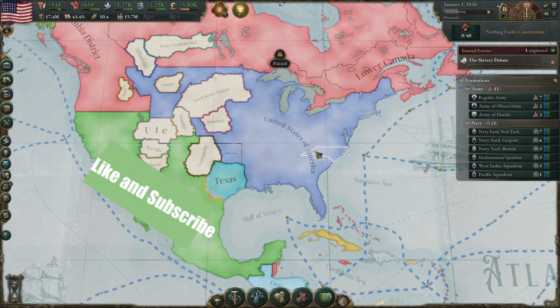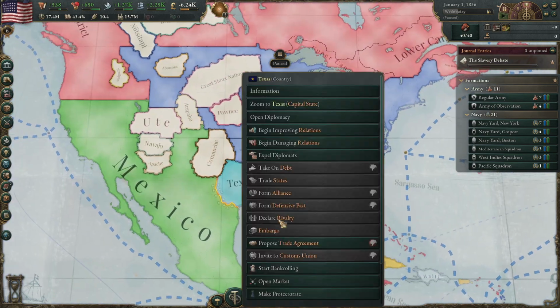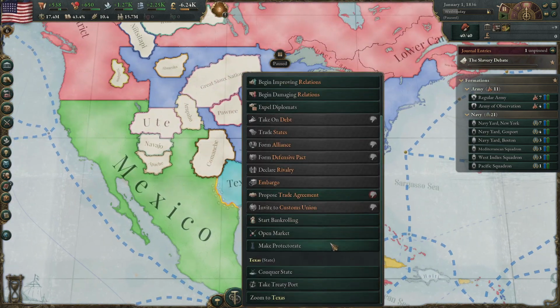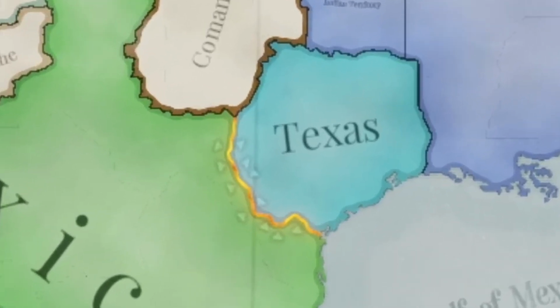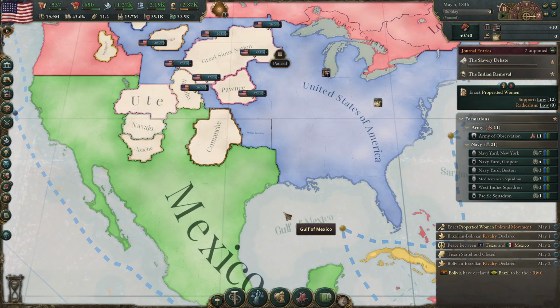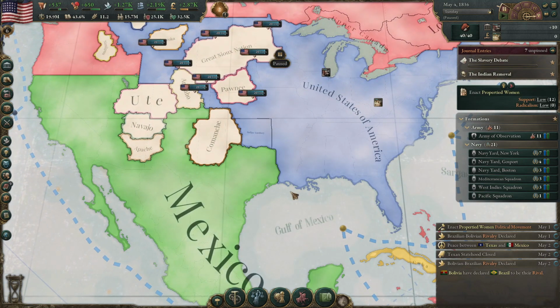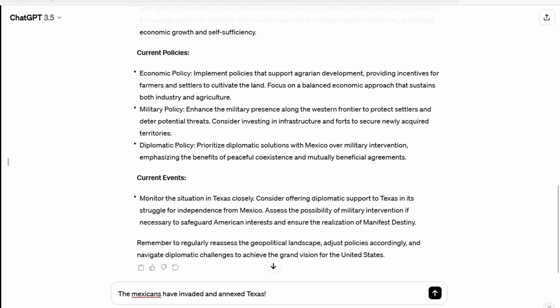Now let's talk about the elephant in the room. It's no surprise that manifest destiny was a big part of the president's policies. The Secretary of State was eyeing Texas up. But oh no, Mexico got there first. All we could do was hope Texas could fend them off. Oh, look. They took Texas. Let's go over to ChatGPT. And annexed Texas. The Secretary of State wasn't quite convinced for war just yet.